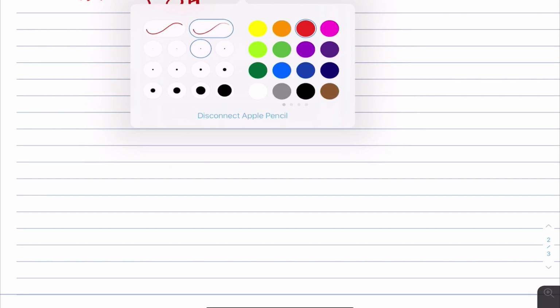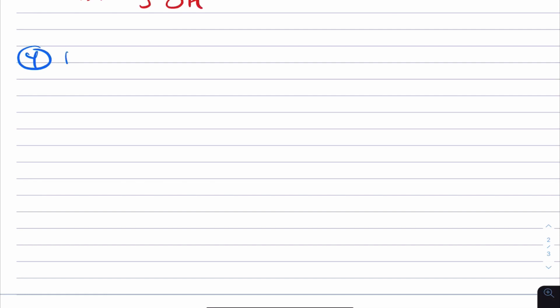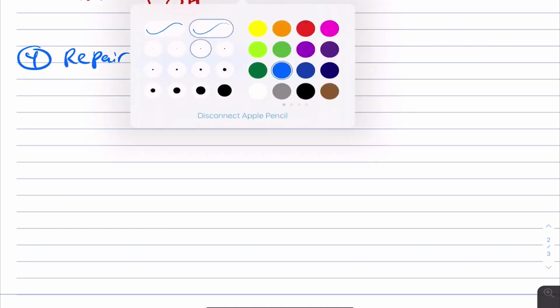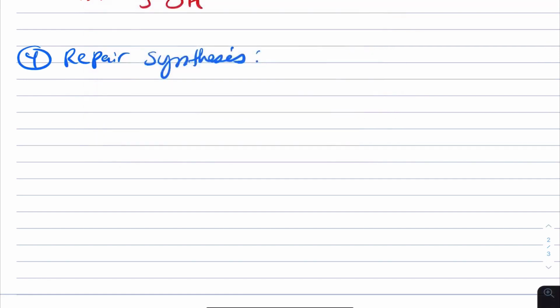So for the repair synthesis, this is our final step, repair synthesis. All right, so what happens in repair synthesis? Who are the players that are involved over here? In repair synthesis, we have DNA polymerase delta, and we also have another one. We have DNA polymerase epsilon.